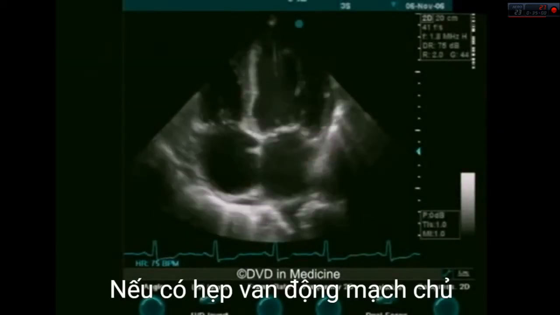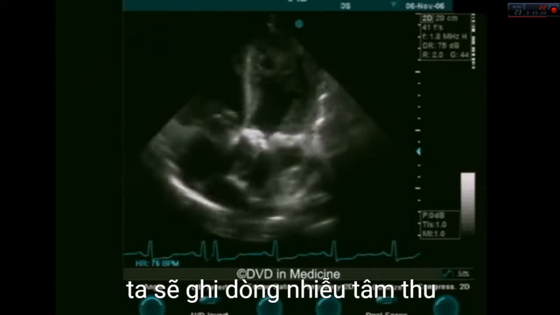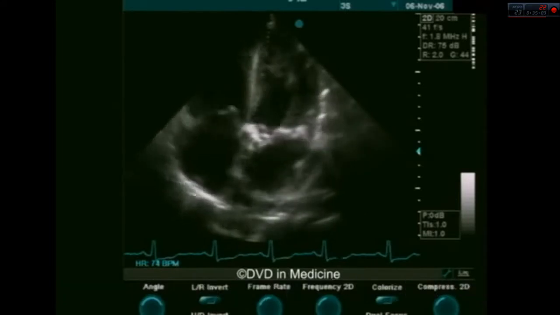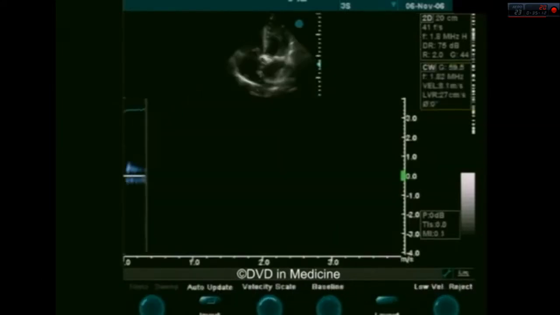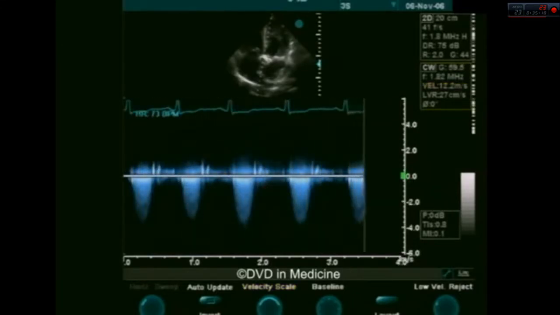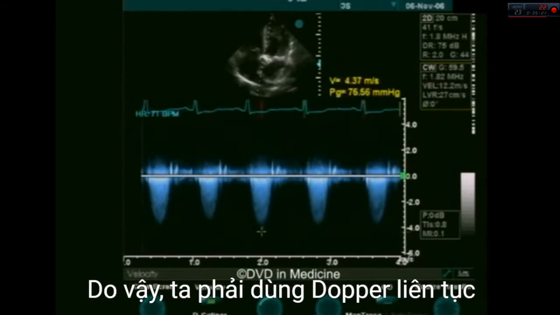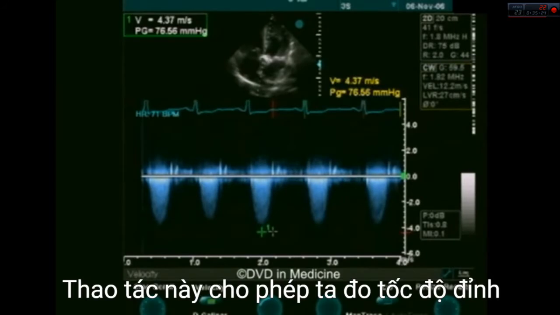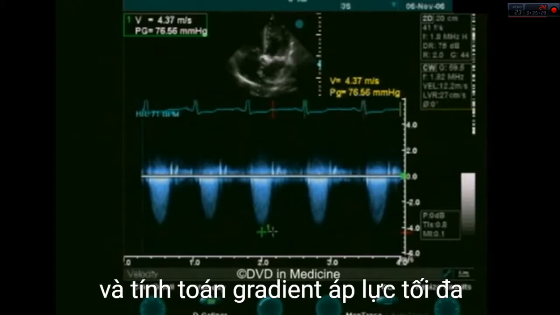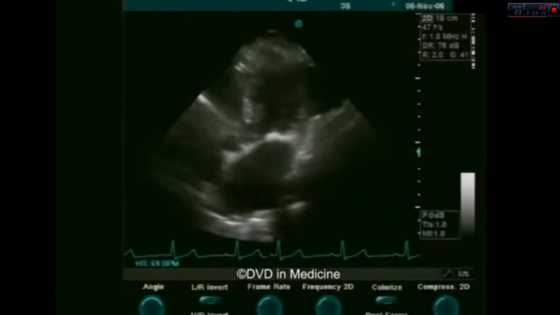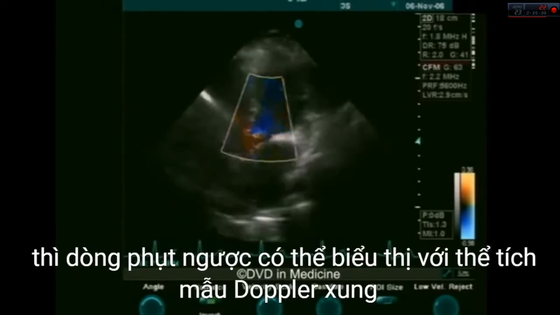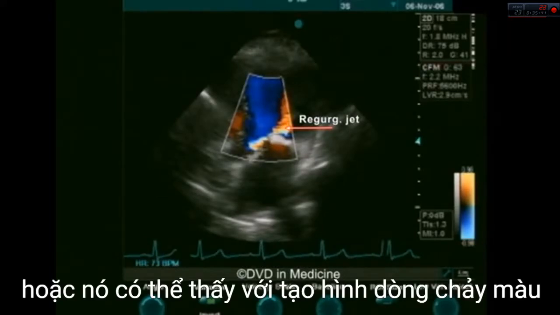If the aortic valve stenosis is present, one will register the turbulent systolic flow with a pulsed Doppler, but the velocity of this flow cannot be measured. Thus, one should use the continuous wave Doppler. This procedure allows one to measure the peak velocity of systolic blood flow through the aortic valve and to calculate the maximal pressure gradient. If the aortic regurgitation is present, the regurgitant jet can be mapped with a pulsed Doppler sample volume, or it can be seen with color flow Doppler imaging.